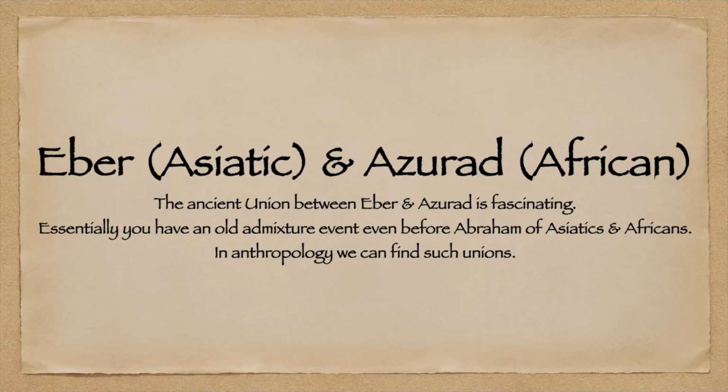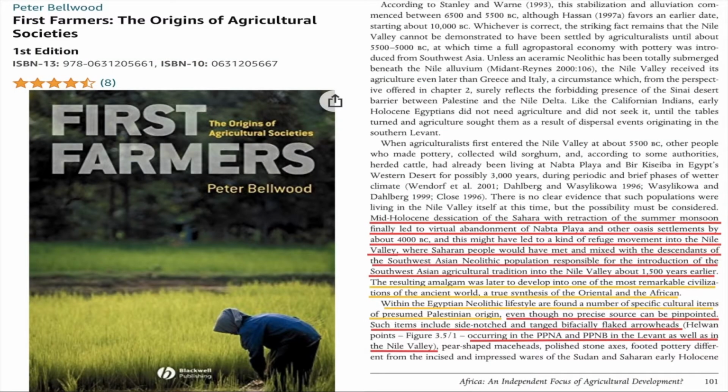The ancient union between Eber and Azurad is fascinating. Essentially, you have an old admixture event before Abraham of Asiatics and Africans. In anthropology, we can find this union. This book is called First Farmers: The Origins of Agricultural Societies.